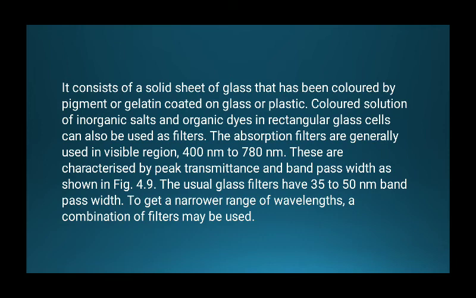It consists of a solid sheet of glass that has been colored by pigment, or gelatin coated on glass or plastic. Colored solutions of inorganic salt and organic dye in a rectangular glass cell can also be used as a filter. Absorption filters are generally used in the visible region, 400 nanometer to 780 nanometer, and these are characterized by peak transmittance and band pass width as shown in the figure. The usual glass filters have 35 to 50 nanometer band pass width. To get a narrower range of wavelength, a combination of filters may be used.